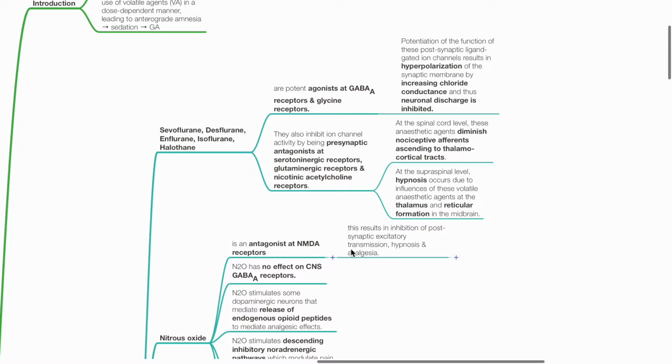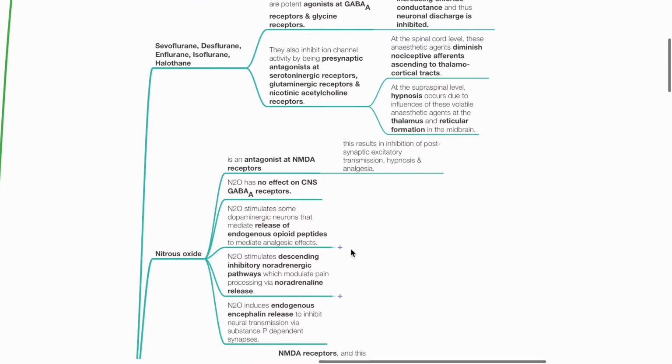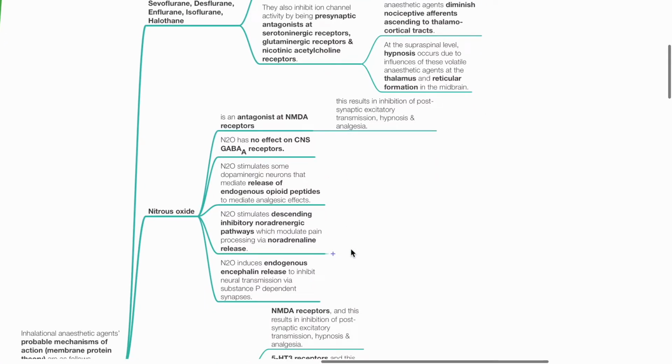At the supraspinal level, hypnosis occurs due to influences of these volatile anesthetic agents at the thalamus and reticular formation in the midbrain. Nitrous oxide is an antagonist at NMDA receptors. This results in inhibition of postsynaptic excitatory transmission, hypnosis and analgesia. Nitrous oxide has no effects on CNS GABA-A receptors.